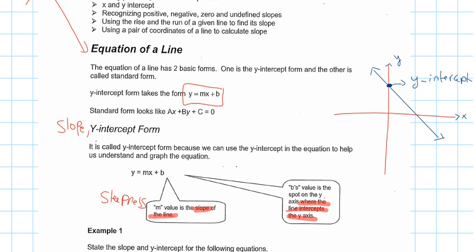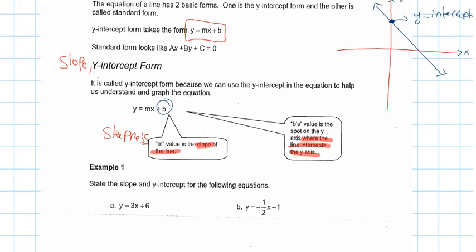Okay? So this is represented right here in that value of b. So that value of b is going to tell you where your line is going to intersect your y-axis. So, two things that we need to know when it's in this format. We need to know the slope, and we need to know the y-intercept. Okay? So, let's look at the first equation. It's asking you to state the slope and the y-intercept of the following equations.